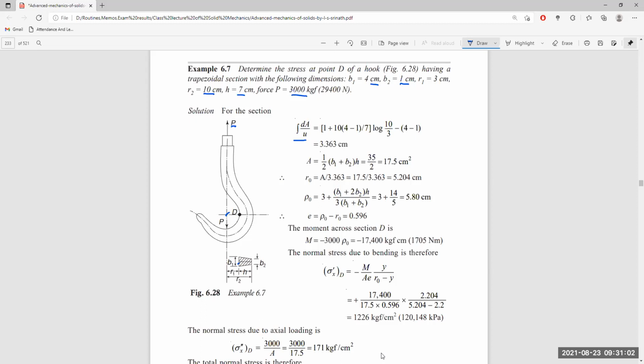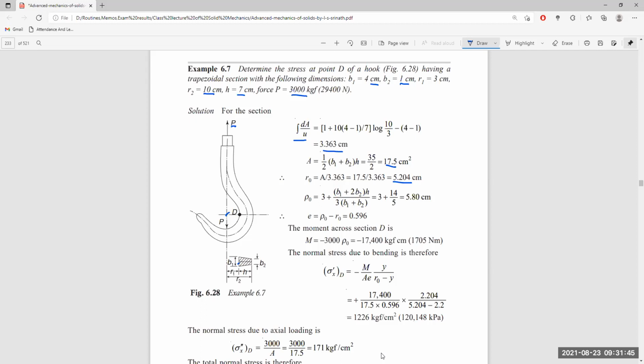And R0 is the distance of the neutral axis from the center of curvature, that is given by A divided by the integration of dA by U. So we put the value of A and the value of the integration of dA by U, that is 17.5 given here, and 3.35 given here. If we divide them, it will become 5.208. That is the distance of the neutral axis from the center of curvature.